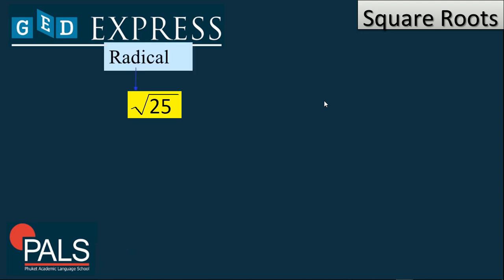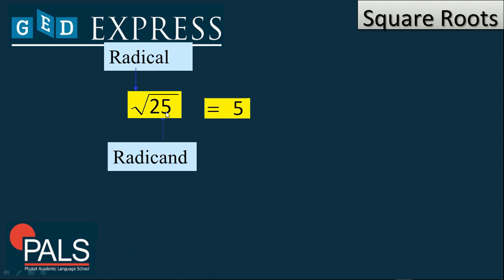Now, for example, we will proceed with the next topic, which is square roots. In this case, this is an example of a radical, and the number that is inside is our radicand. So the square root of 25 is 5.